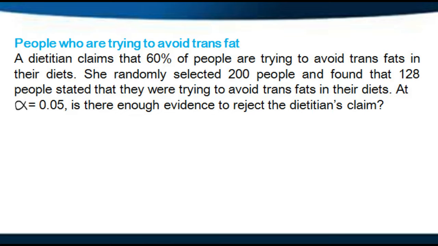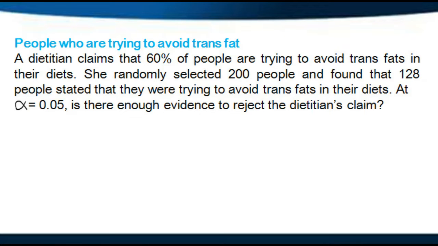A dietitian claims that 60% of people are trying to avoid trans fats in their diets. She randomly selected 200 people and found that 128 people stated that they were trying to avoid trans fats in their diets. At alpha of 0.05, is there enough evidence to reject the dietitian's claim?